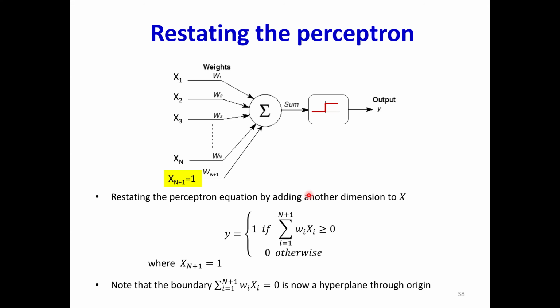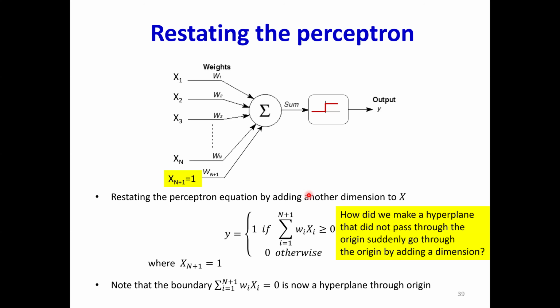So does that make sense? Okay. And now here's a magical question. How did we suddenly make a hyperplane that did not pass through origin go through the origin by adding a dimension? Anyone? So here's what really happened.